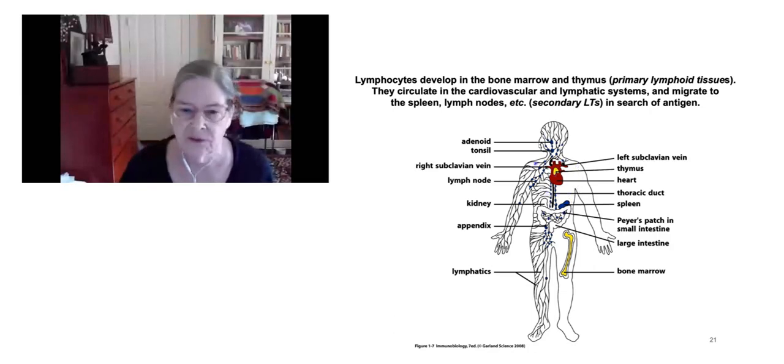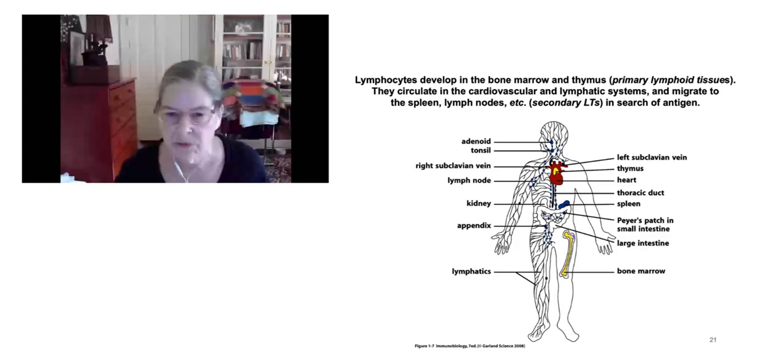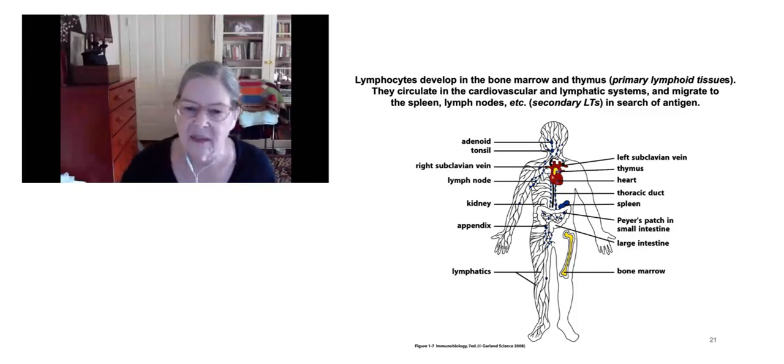They're circulating through your cardiovascular system and through your lymphatic system. So I wanted to show you a picture of the lymphatic system. Again, the hematopoietic stem cells are in your bone marrow, and that's called your primary lymphoid tissue. The thymus is also a primary lymphoid tissue, because pre-T cells will migrate out of the bone marrow into the thymus and do all of their development there. Then they escape and start circulating in the body.